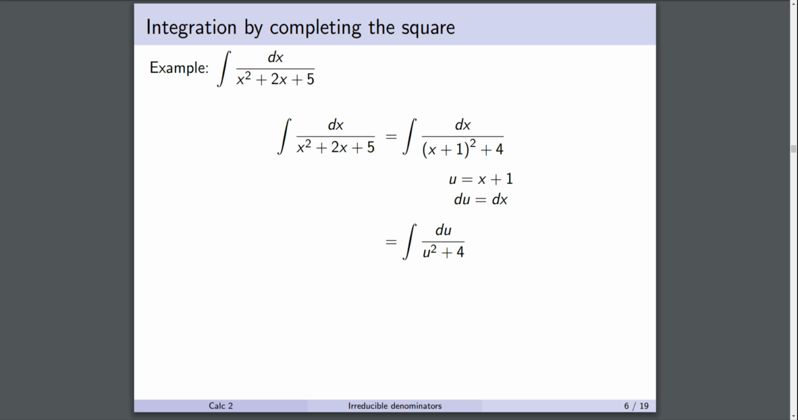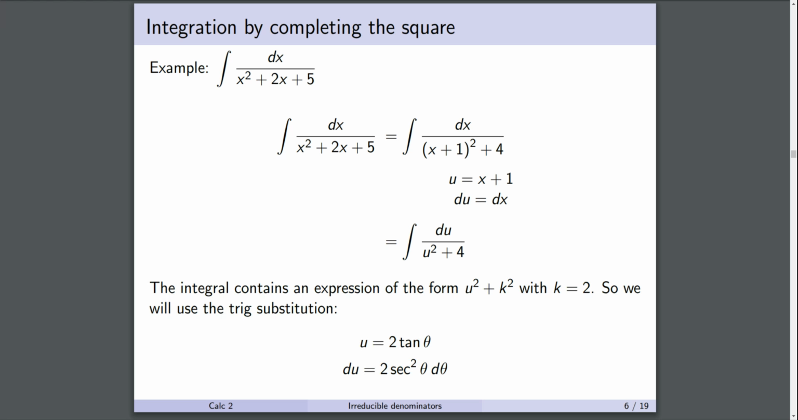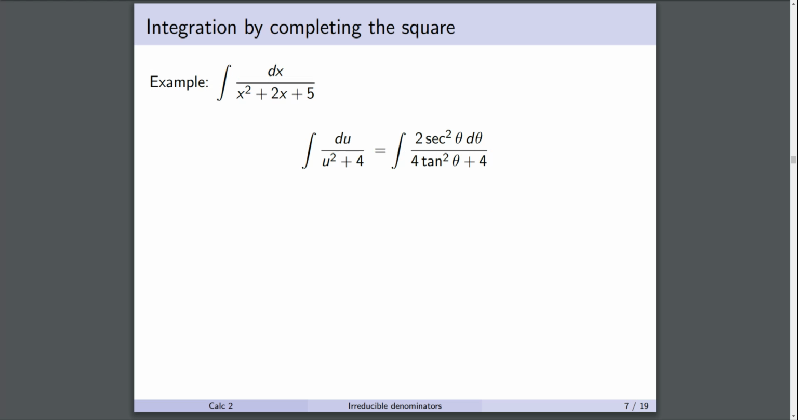Now this should look familiar to you. We were talking about it in our previous classes. I see an expression of the form u squared plus k squared. k is equal to 2, and that implies a trig substitution. For this particular pattern, I'm going to use the substitution u equals 2 tangent theta. The good thing about this is it's actually an easy trig sub problem. It's not as complicated as some of the ones we've seen before.